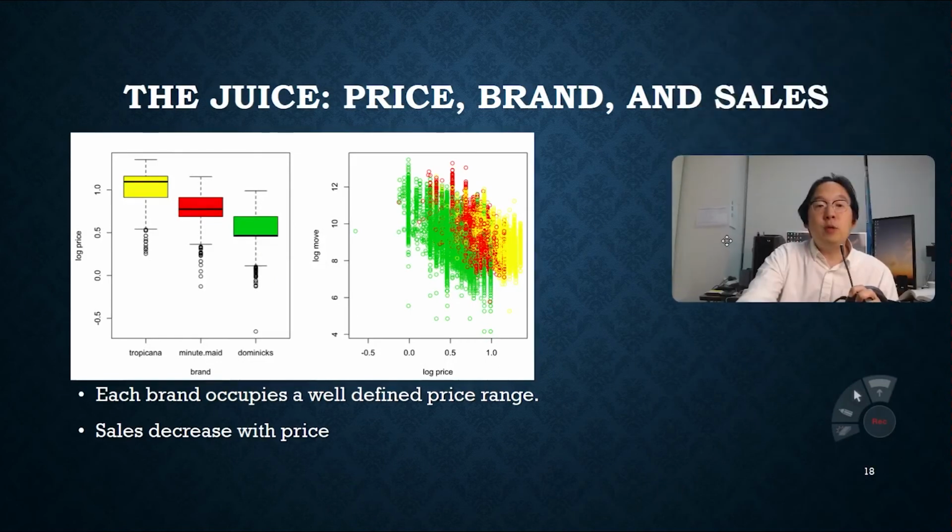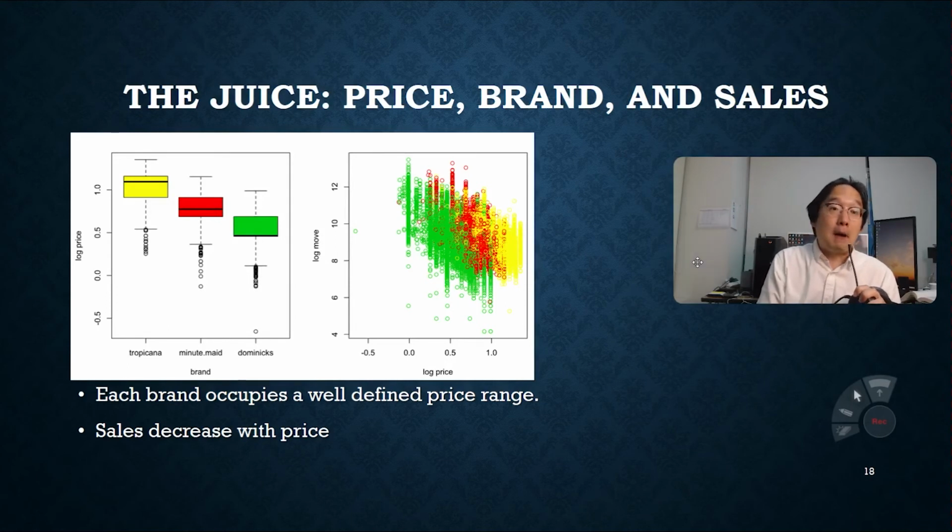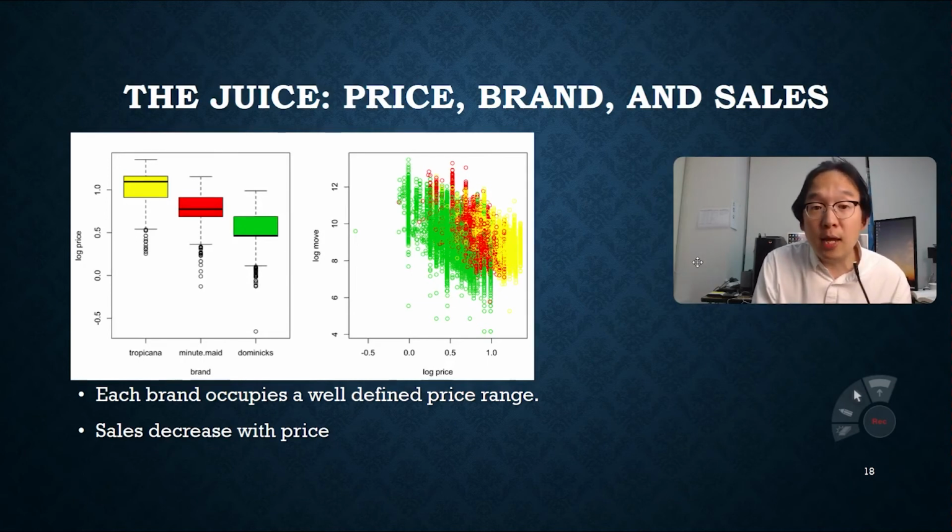Now you will be able to draw some kind of box plots like this or scatter plots like that. The box plot of log of price, depending on the brand name, okay? And then log of sales quantity, like log of move, against the log of price, right? You see what it is? As the price increases, less sales quantity, and a cheaper price, more sales quantity. The relation goes on, right? Inverse relation, demand kind of relation. You can see it. Each brand occupies a well-defined price range. You see that?